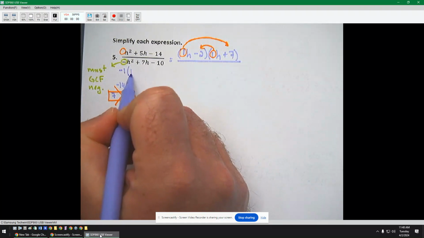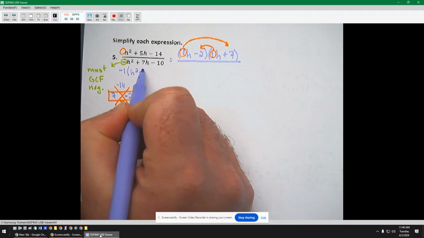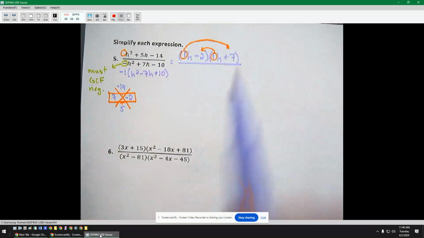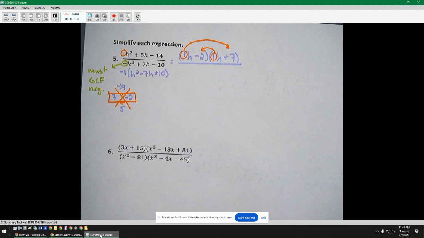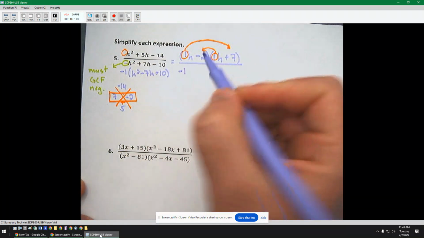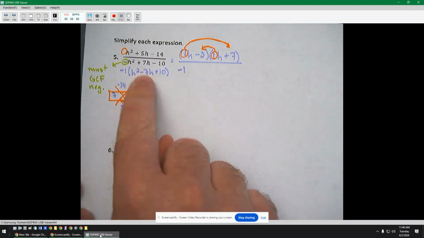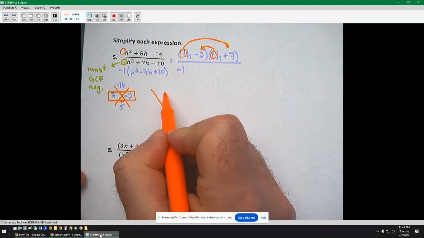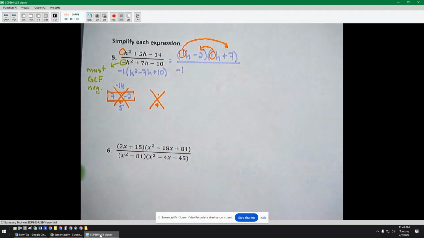That would leave behind an h squared, that would leave behind a negative 7h, and that will leave behind a positive 10. Now this negative 1 is going to carry over, so I'm just going to go ahead and put that over there right now. And then I'm going to look at this, and my math voice says X factoring. So I'm going to start up another X factoring problem. You're going to be doing a lot of X factoring this module.